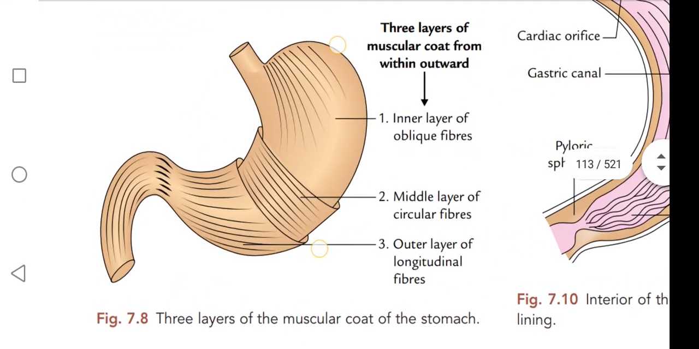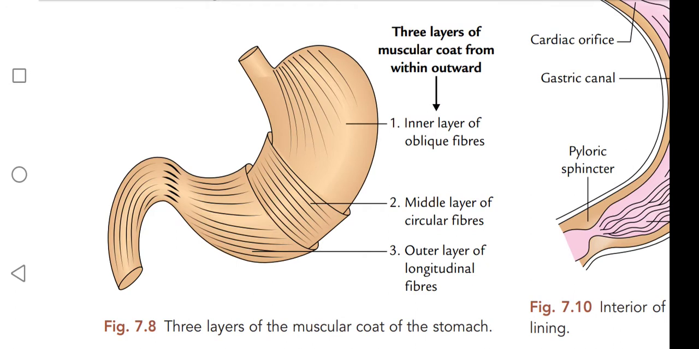This figure shows the 3 layers of the muscular coat from within outward. The muscular coat consists of 3 unstriped layers, from outside to inside. If you see this diagram, the outermost layer is longitudinal fibers, the next layer is circular fibers and the inner layer is oblique fibers.